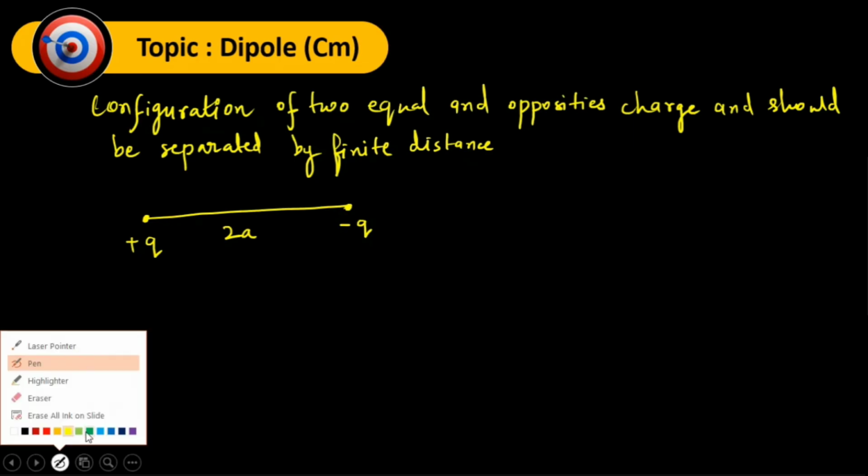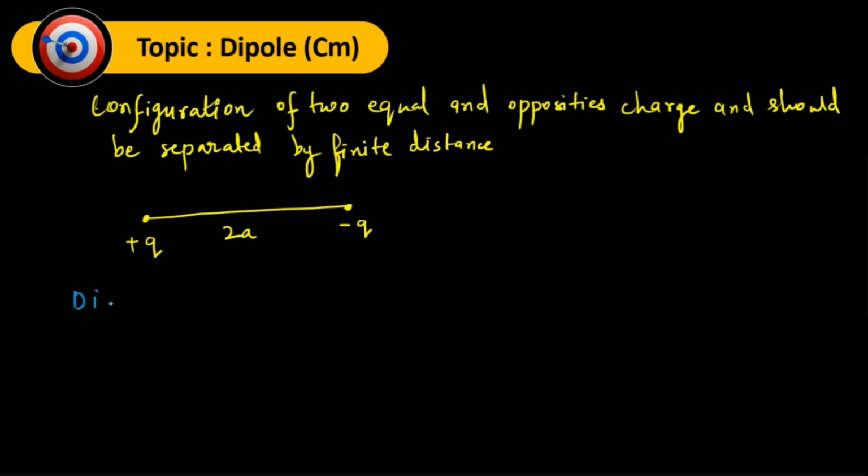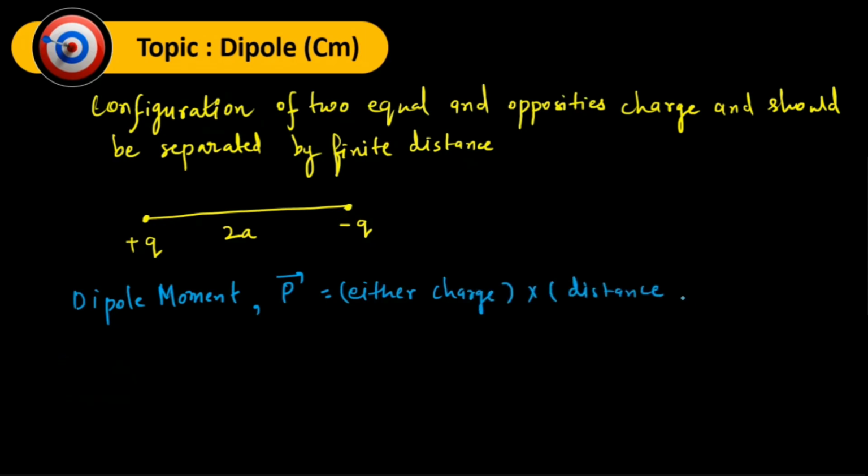Also, we explain here a quantity called dipole moment. The dipole moment is represented by the p vector, and it is nothing but the product of either charge, whether positive or negative, since they are both the same in magnitude, and the distance between the charges. So this is how we calculate the dipole moment.